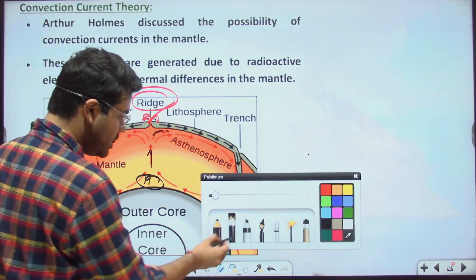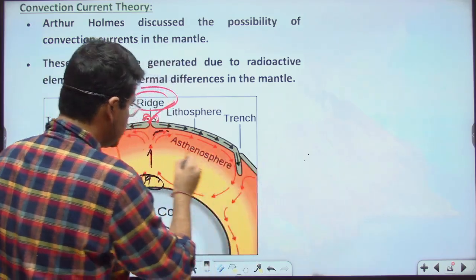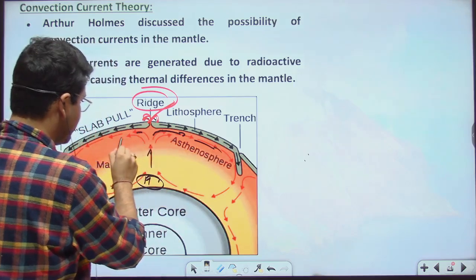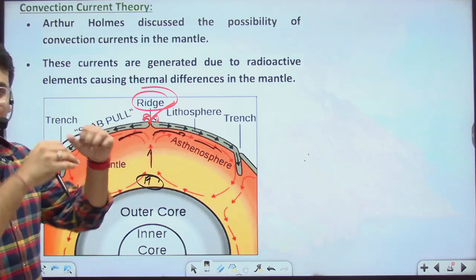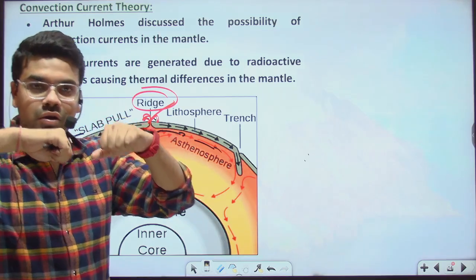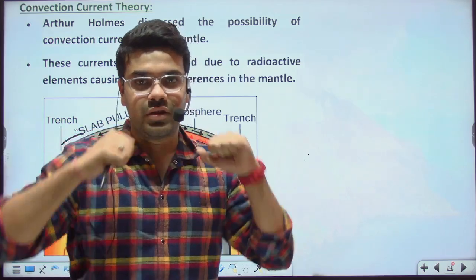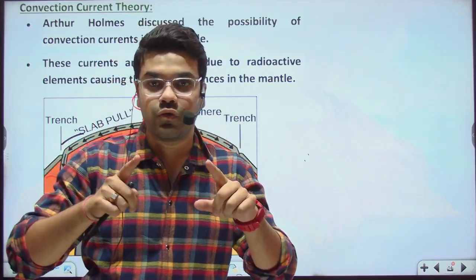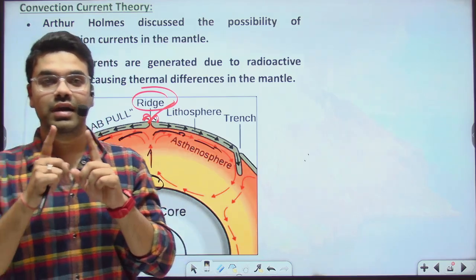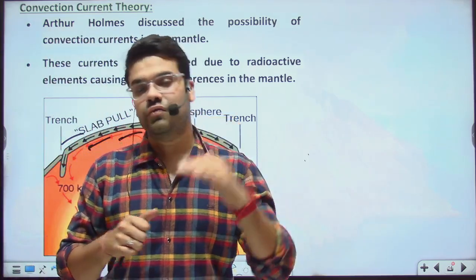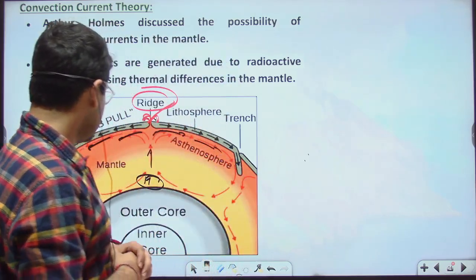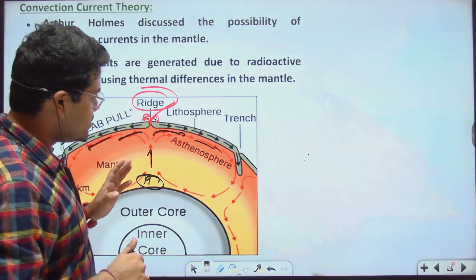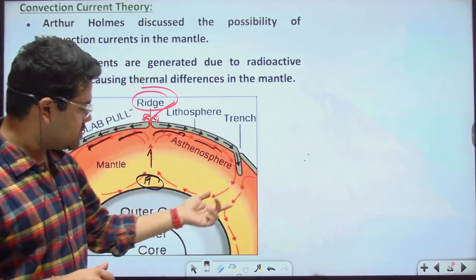But the majority of the currents are getting diverged. Here it is written slab pull, they're also taking away the continental lithospheric slab along with them. In this way, the continents are moving in the direction of divergence of the currents. I hope it's clear. Okay, so this is the mechanism. They again diverge and come back.